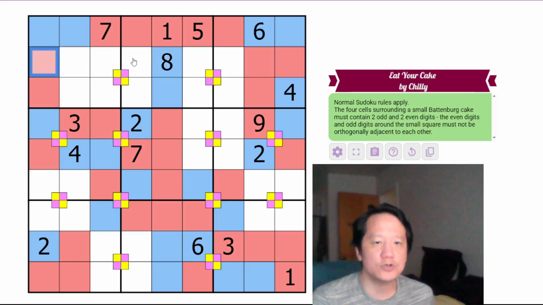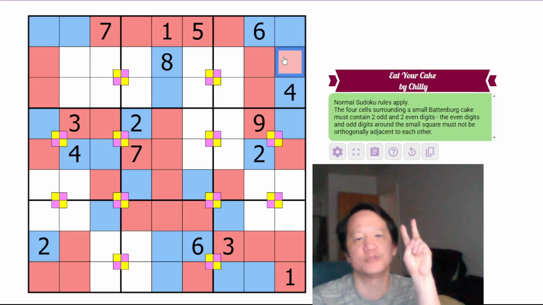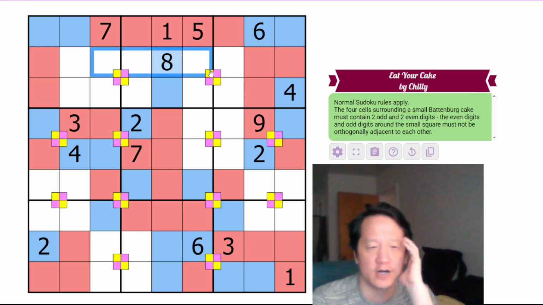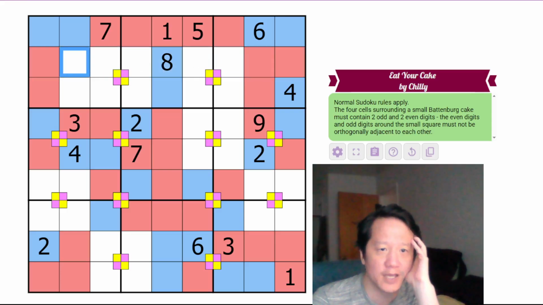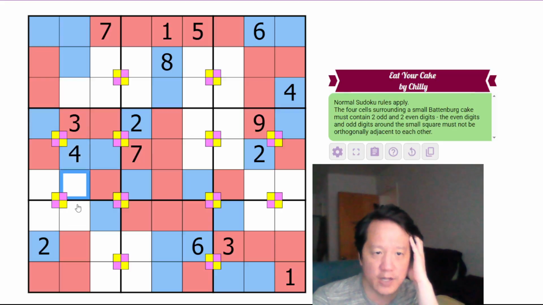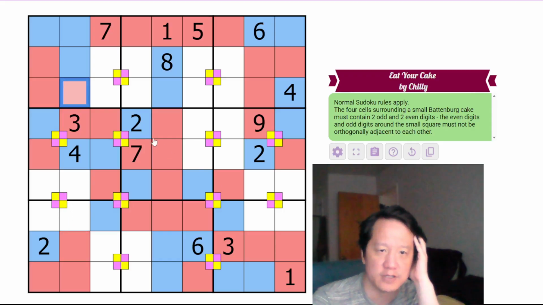In row 2, we are guaranteed an odd here because of the Battenberg cake. Guaranteed odd here because of Battenberg cake. That's 2 plus 3, 4, and 5. That's 5 odds in row 2. So this cannot be odd. It's even. We now have 3 evens guaranteed in column 2. And one of these must be even because of the Battenberg cake. So this cannot be even. It's odd.